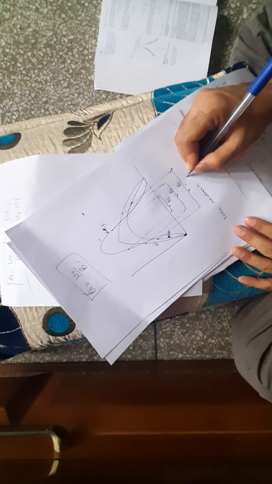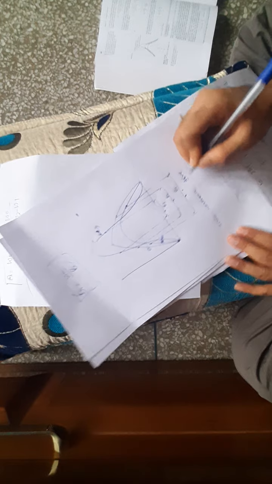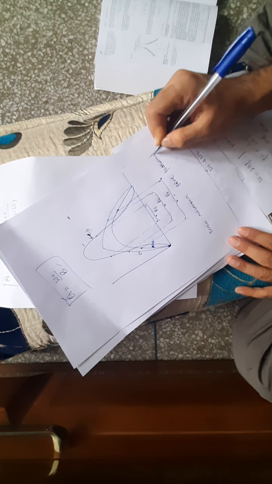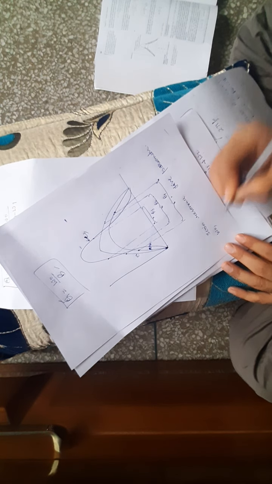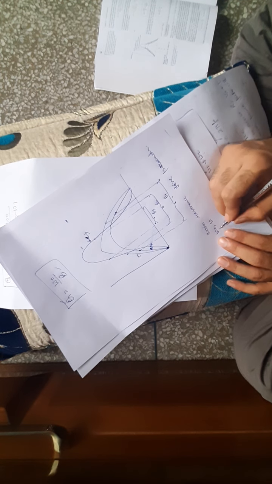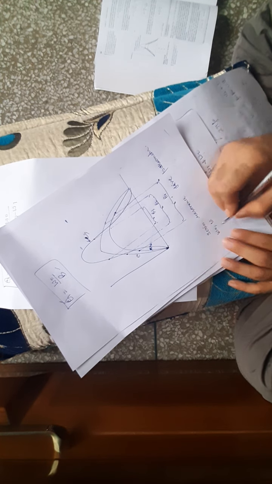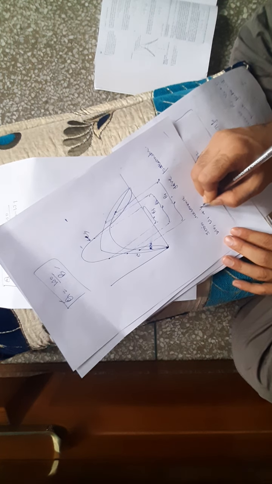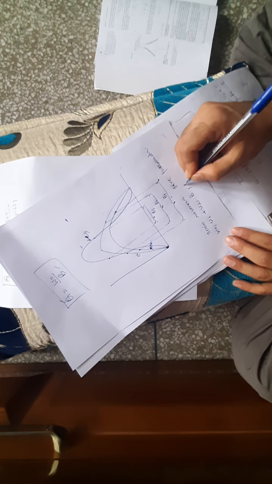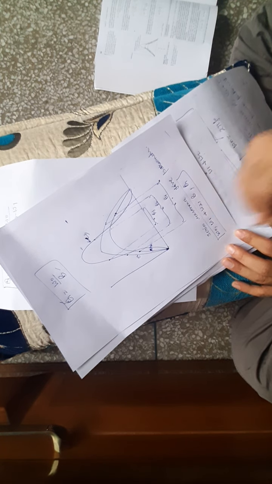You can see that this series resonance is described by 5 parameters. What are the 5 parameters? First is the resonant frequency omega naught. Second are the 2 cutoff frequencies, the 2 half power frequencies, which are omega 1 and omega 2. The third is the bandwidth, and the fourth is the quality factor.